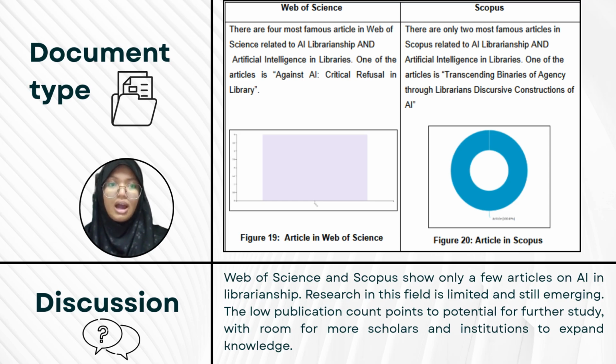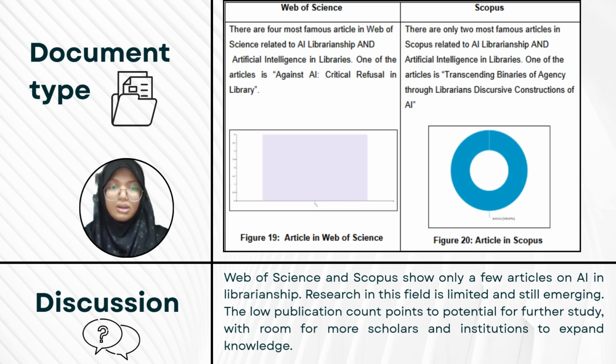In Scopus, there are only 2 most famous articles related to AI librarianship and artificial intelligence in libraries. One of the articles is Transcending Binaries of Agency through Librarians' Discursive Construction of AI. And we can see in this bar chart, in figure 20, article in Scopus.